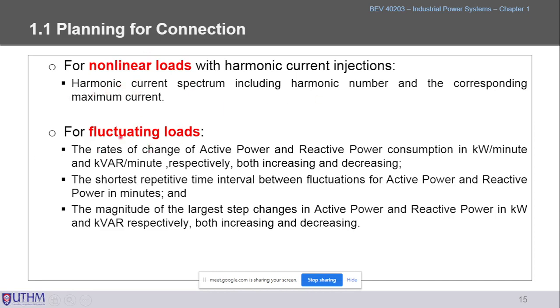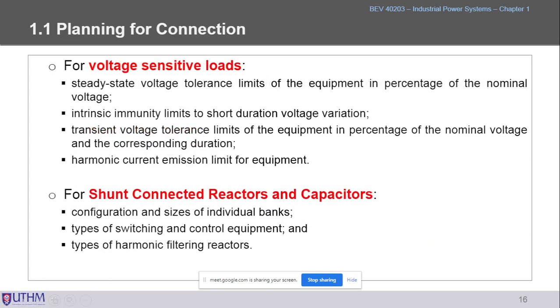A fluctuating load is sometimes used, sometimes not used. For example, the conveyor. In the conveyor, sometimes we stop it, sometimes we switch it off, and sometimes we switch it on. So this is the so-called fluctuating loads in the IPS, and we need to consider how much the change is in terms of P, active power, or reactive power per minute. Then what is the shortest repetitive time interval, and the magnitude of the largest step changes. So how much is the P and Q in the largest step change? That is the concern.